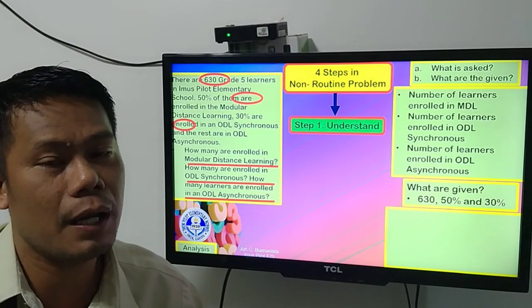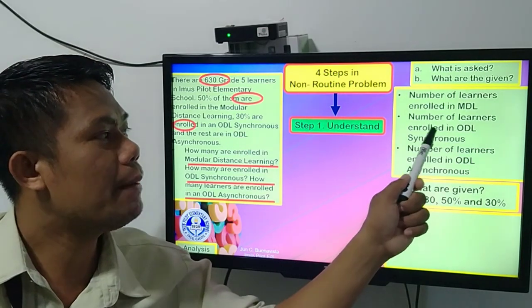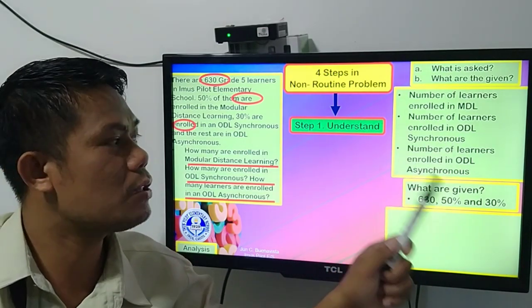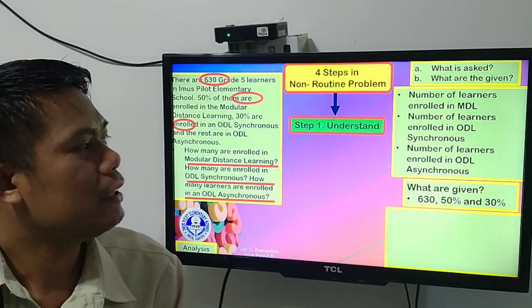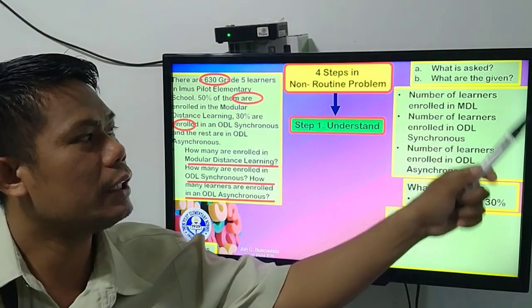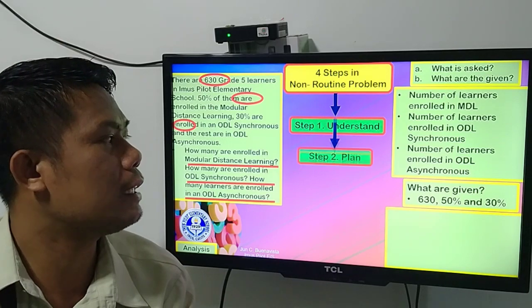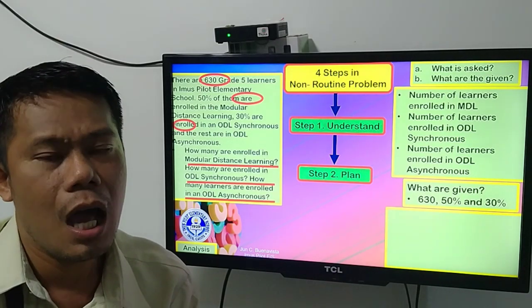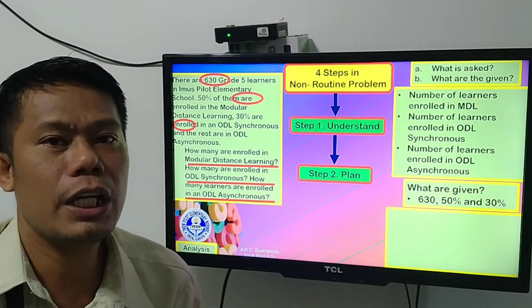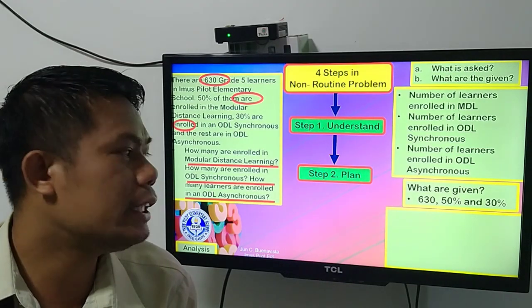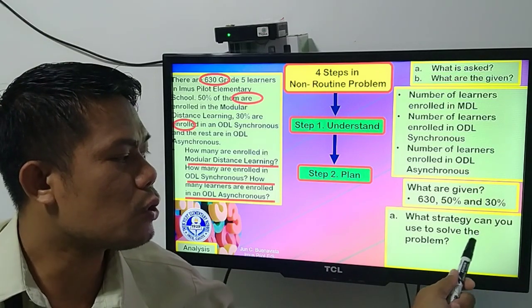Ano nga ulit ang hinihingi sa problem? Ang hinihingi sa problem ay number of learners enrolled in MDL, number of learners enrolled in ODL synchronous, and number of learners enrolled in ODL asynchronous. Then, after we know what is asked and what are the given facts, we are going to go to the next step, and that is step 2, plan. How do we plan in order to get the answer? Under the plan, we are going to know what strategy we can use to solve the problem.